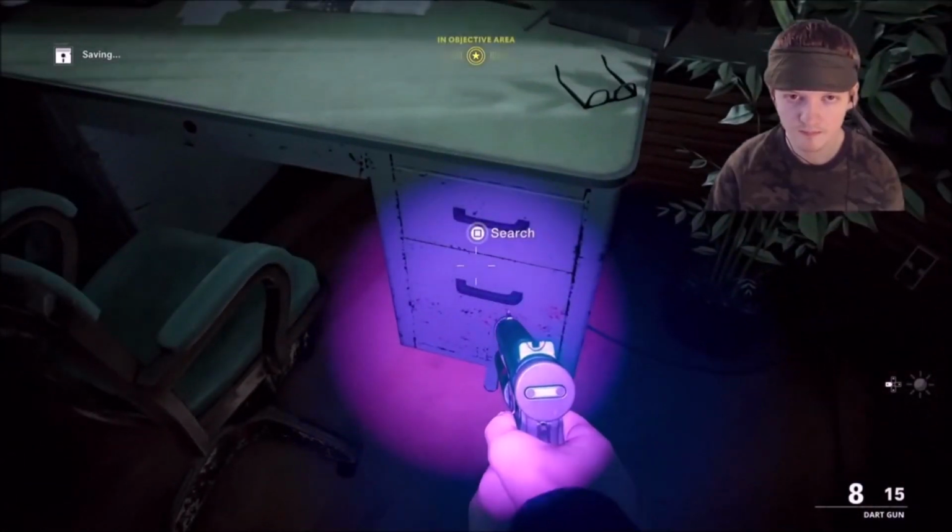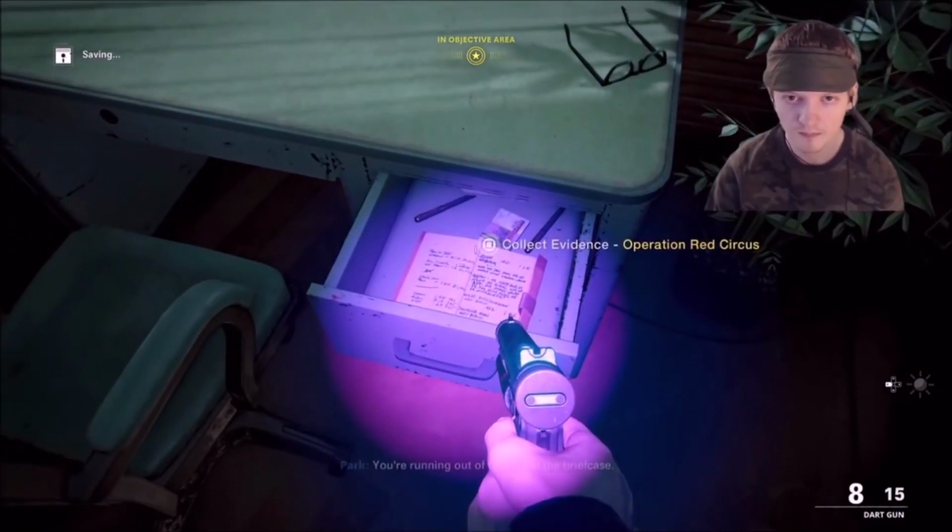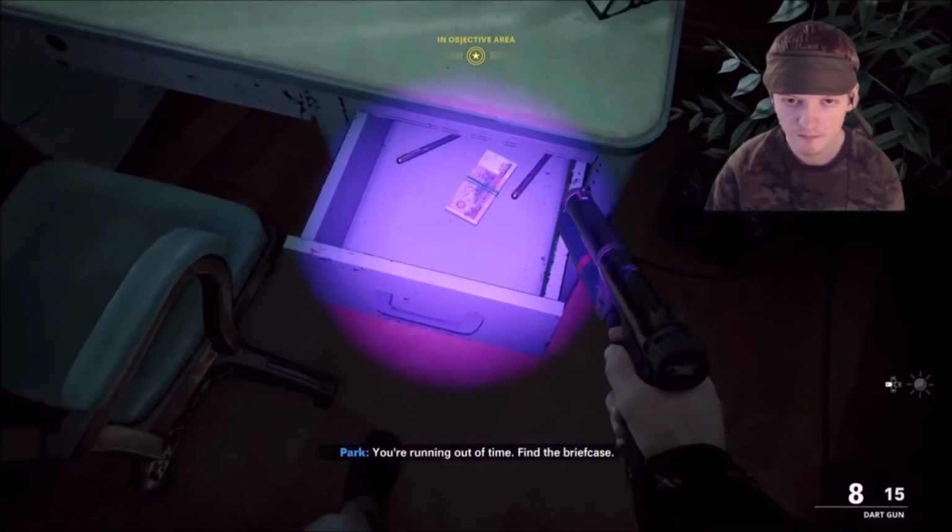So all you gotta do, go on the right side of his desk, just open his drawer, and you'll get Krause's notebook, and that's all the intel in Brick in the Wall.